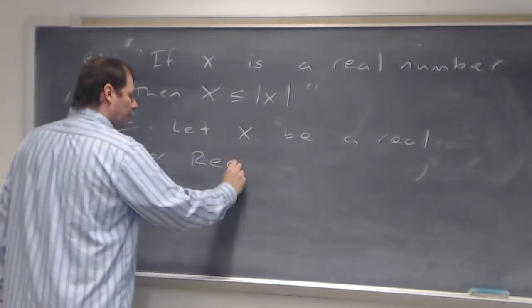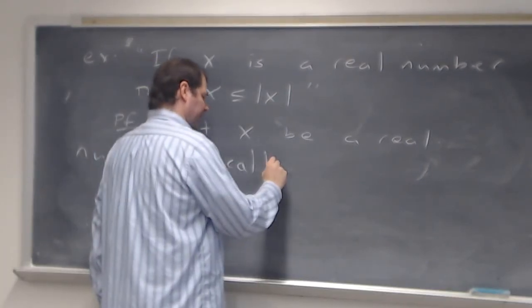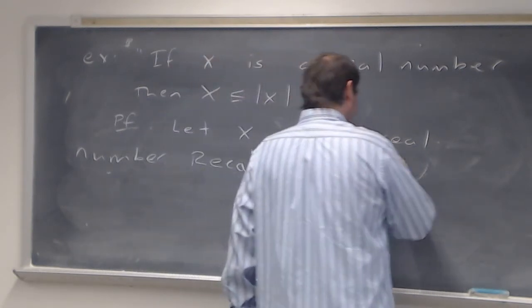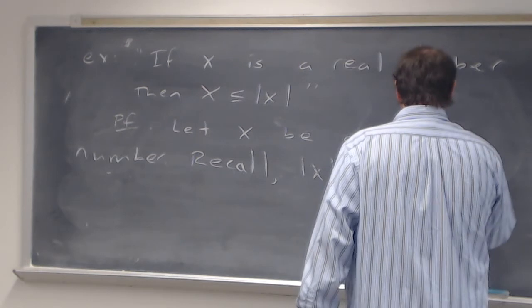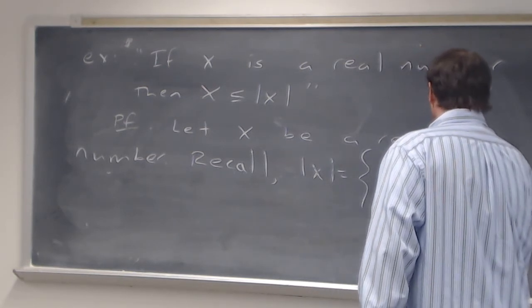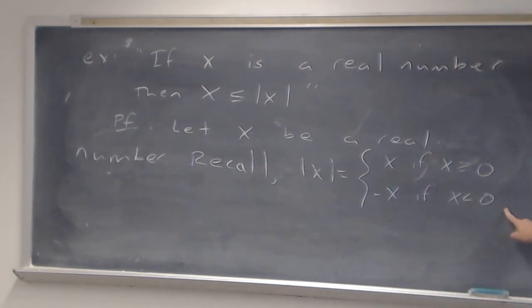Let us recall what I just said about the absolute value of x. The absolute value of x is defined to be equal to x if x is greater than or equal to 0, and it's minus x if x is less than 0. Okay, so that's what we have.